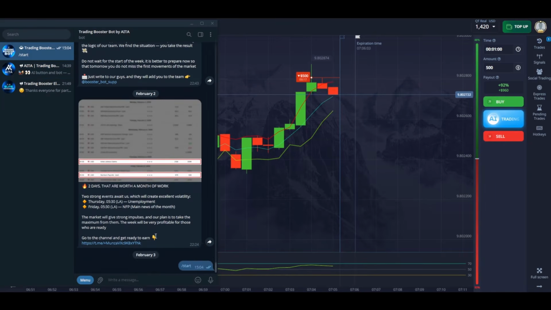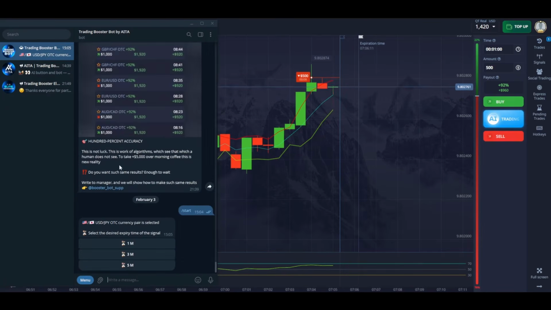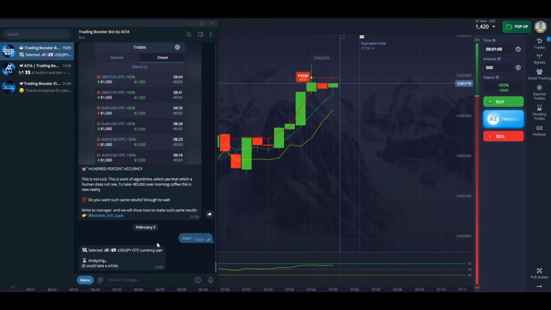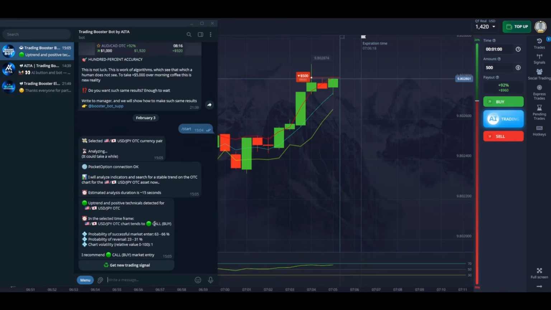Guys, as you can see, you have options to choose from. There are 12 currency pairs here. And you just go into our trading robot, get a signal for a particular currency pair, and simply open a trade. You make the trade in the direction the bot gives you. For example, here it's a buy signal. And by the way, the trade closes successfully.